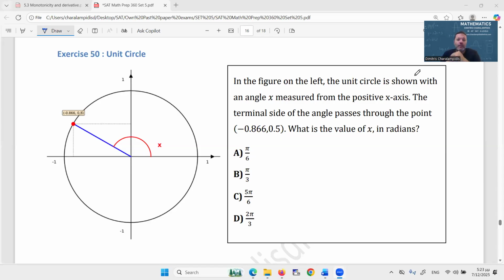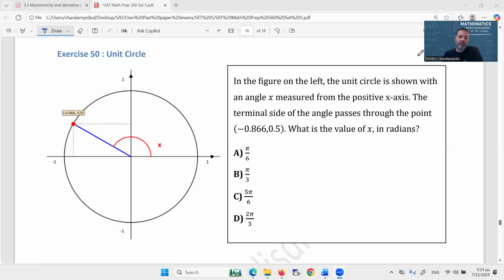Exercise 50. In the figure on the left, the unit circle is shown with an angle x measured from the positive x-axis. The terminal side of the angle passes through the point with coordinates negative 0.866, 0.5. What is the value of x in radians?